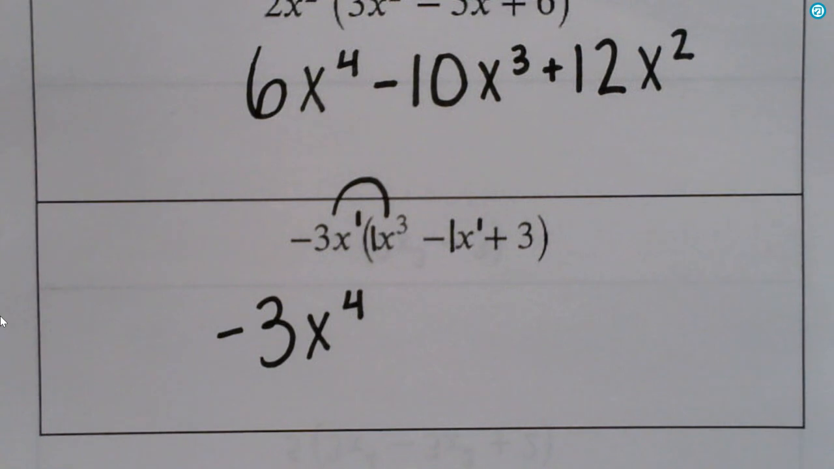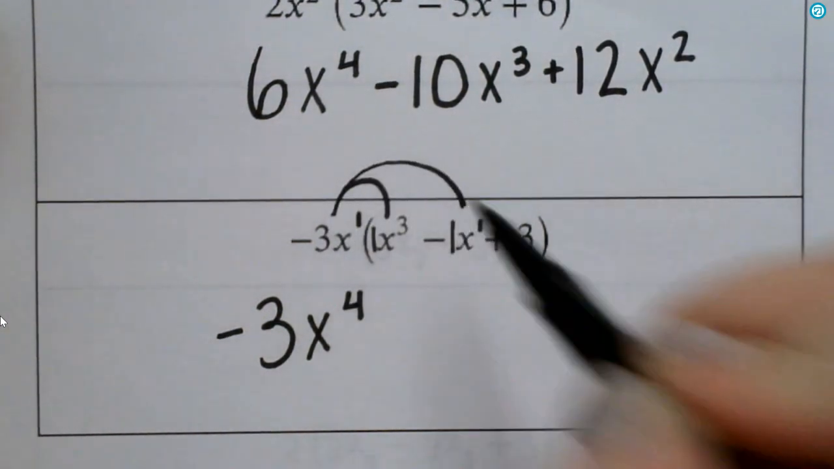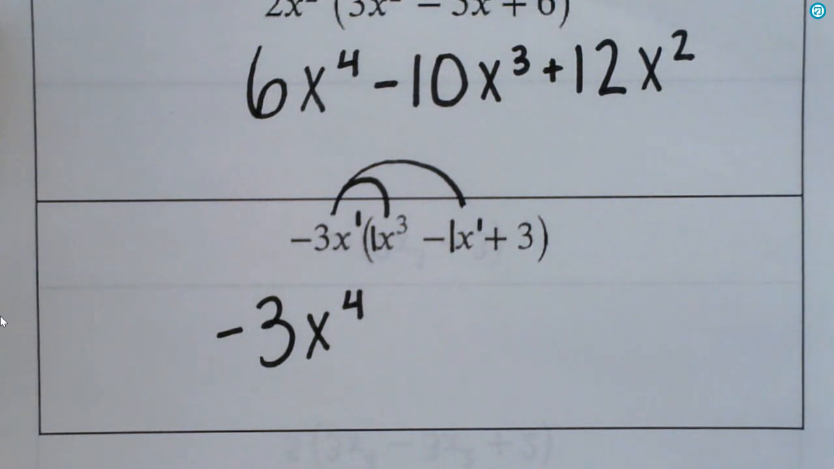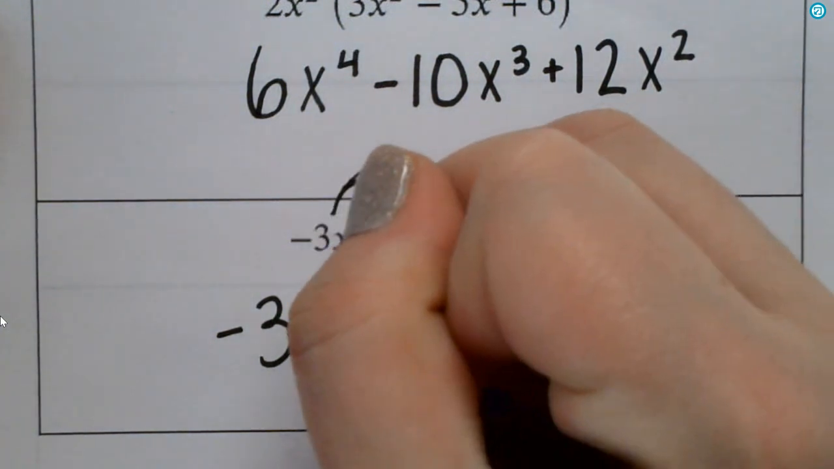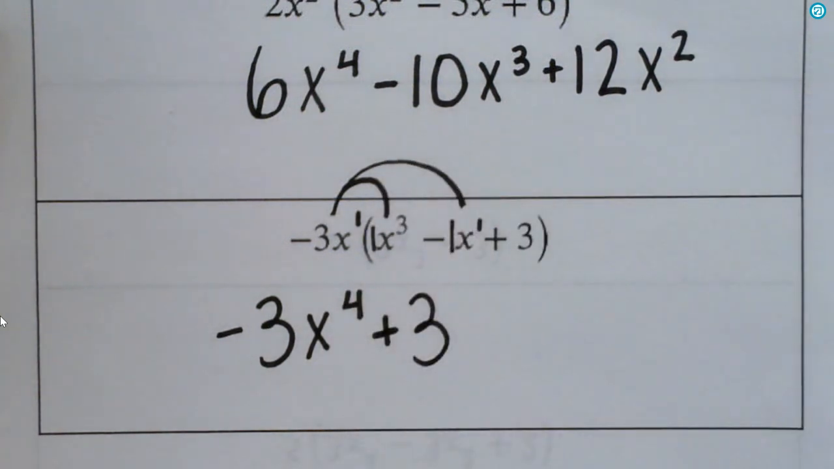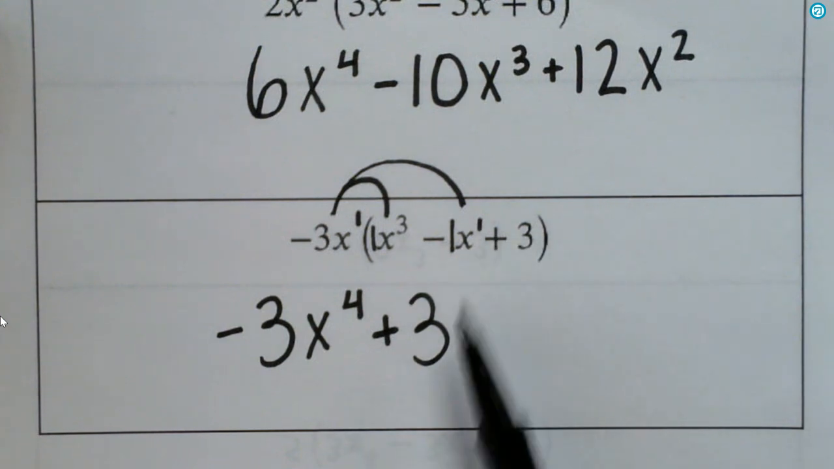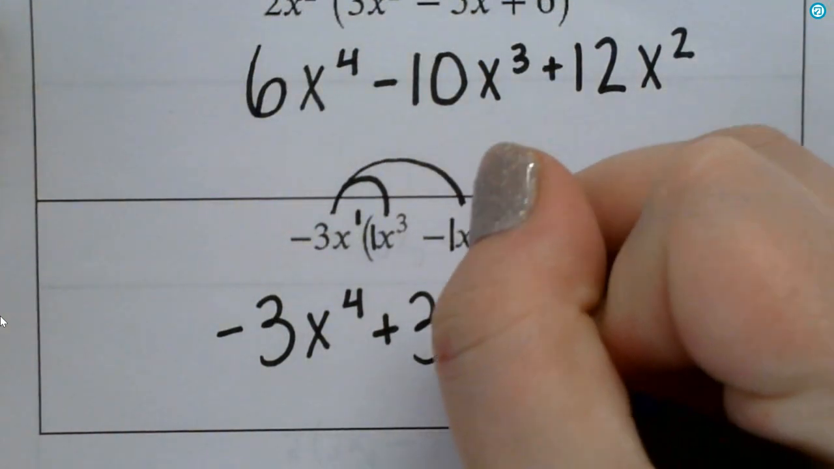Okay. Next, we've got negative 3 times negative 1. A negative times negative is positive, so this becomes plus, and then 3 times 1 is 3. Once again, I add my exponents. 1 plus 1 is 2. So plus 3x squared.